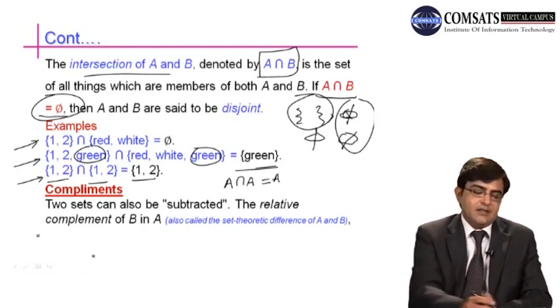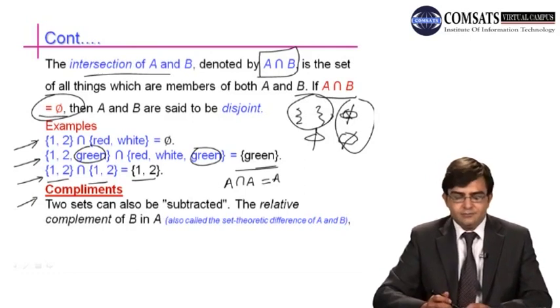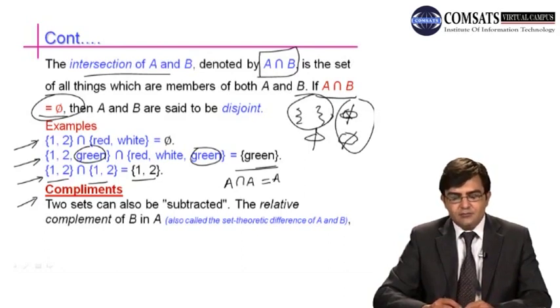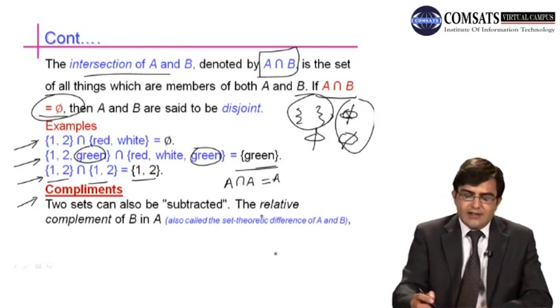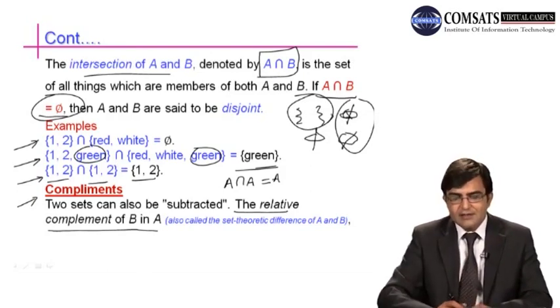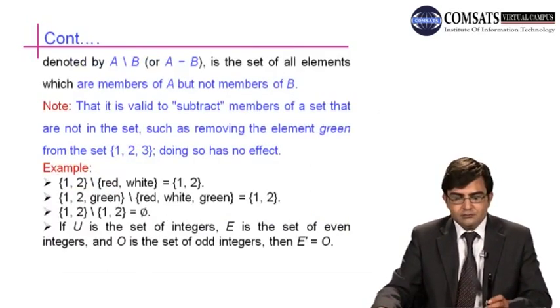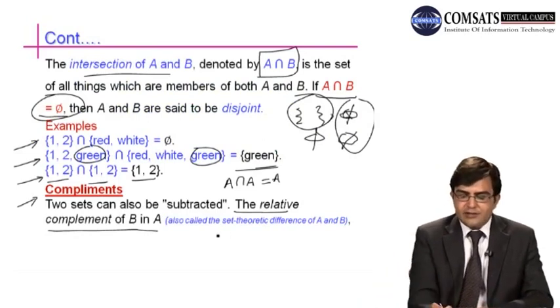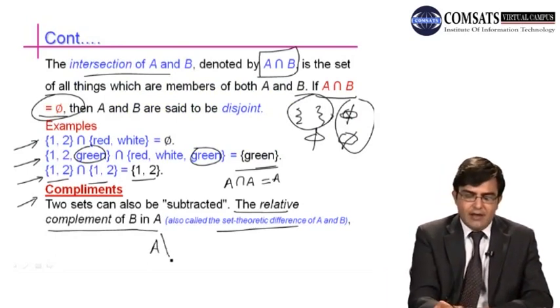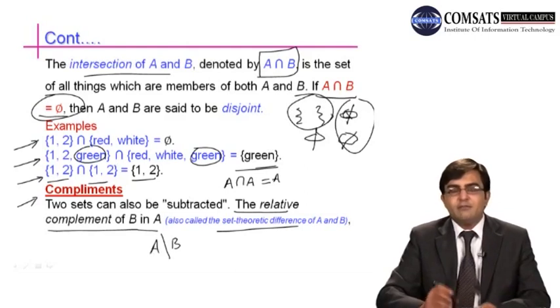The next is the subtraction of two sets, or we can say the complements. Two sets can also be subtracted, as we have added up two sets and taken the union of A and B. Similarly, we can subtract two sets, and we say that the relative complement of B in A, this means A minus B, or we can also say the set theoretic difference of A and B, and we denote it by A minus B, the relative complement of B in A.